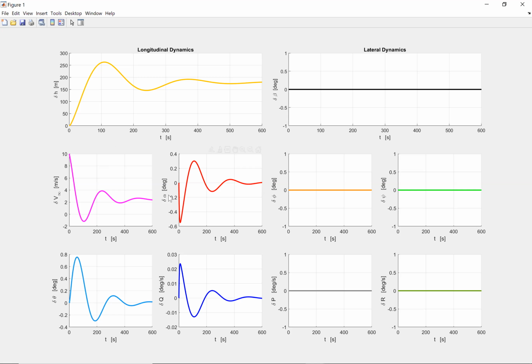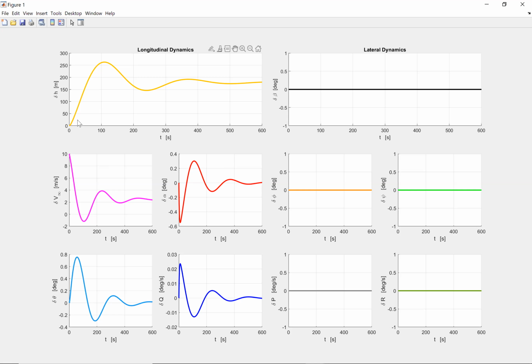So if the trimmed angle of attack was about 5 degrees, as we saw in the homework, it means that here it's going to go to about 4.4 and then 5.3, and then it will settle and eventually go to the trim condition of about 5 degrees.